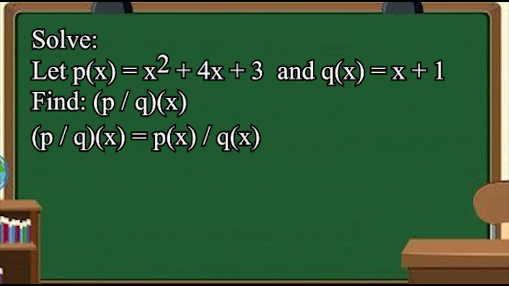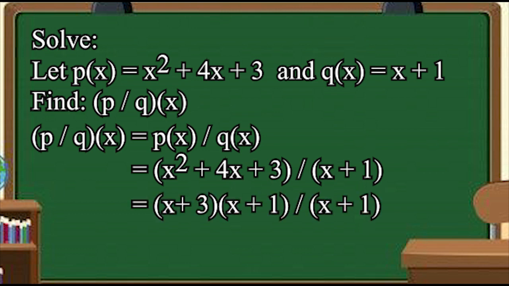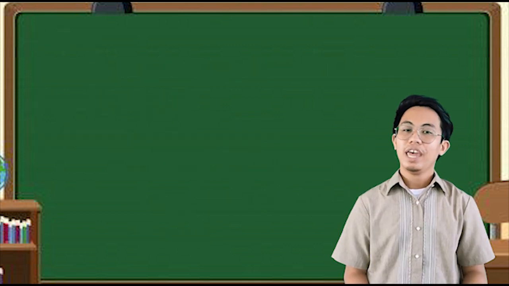In this case, we can divide these two functions by simplifying the given functions. Notice that x squared plus 4x plus 3 can be written in factored form, the quantity x plus 3 times the quantity x plus 1. Then, we can divide or cancel out the quantity x plus 1 in the numerator by the x plus 1 in the denominator. Thus, p of x over q of x is equal to x plus 3. Are you getting the hang of it?